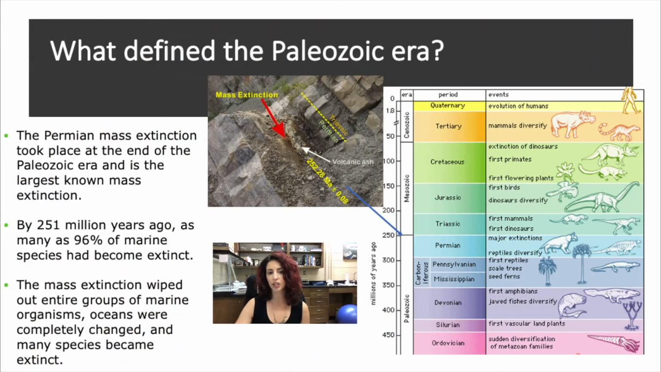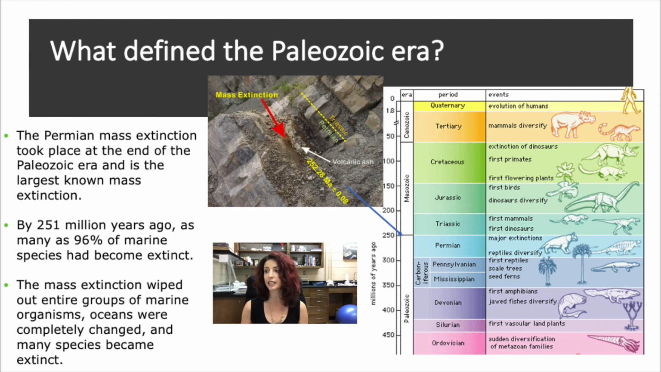So we can take a look at other things that define the Paleozoic era. We have the Permian mass extinction that took place at the end of the Paleozoic era. This is known as the largest mass extinction. It occurred about 250 million years ago. We can tell that there was perhaps a large volcanic eruption that took place because there's volcanic ash layers in the rocks of this age.